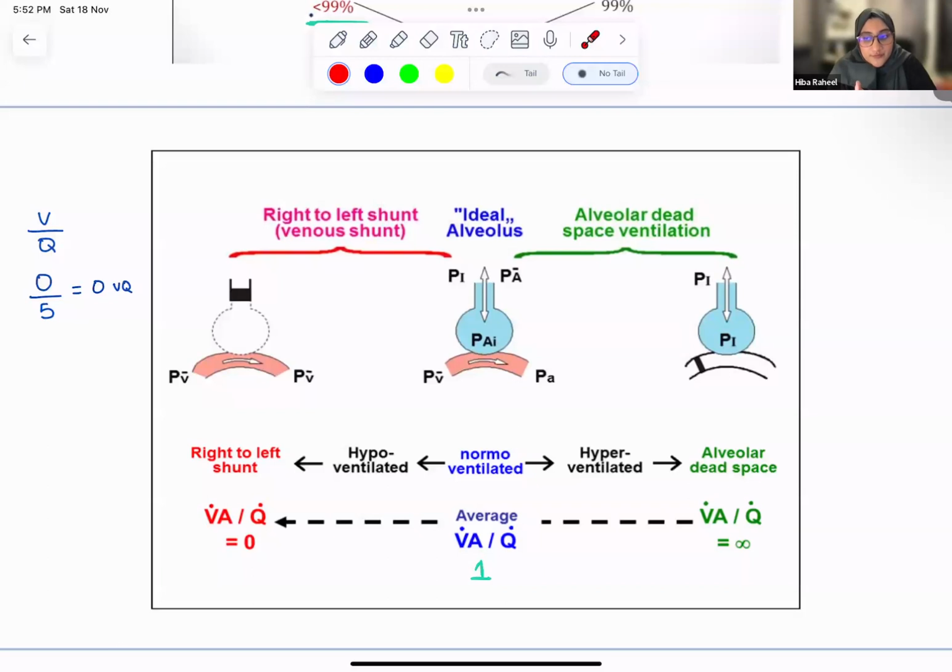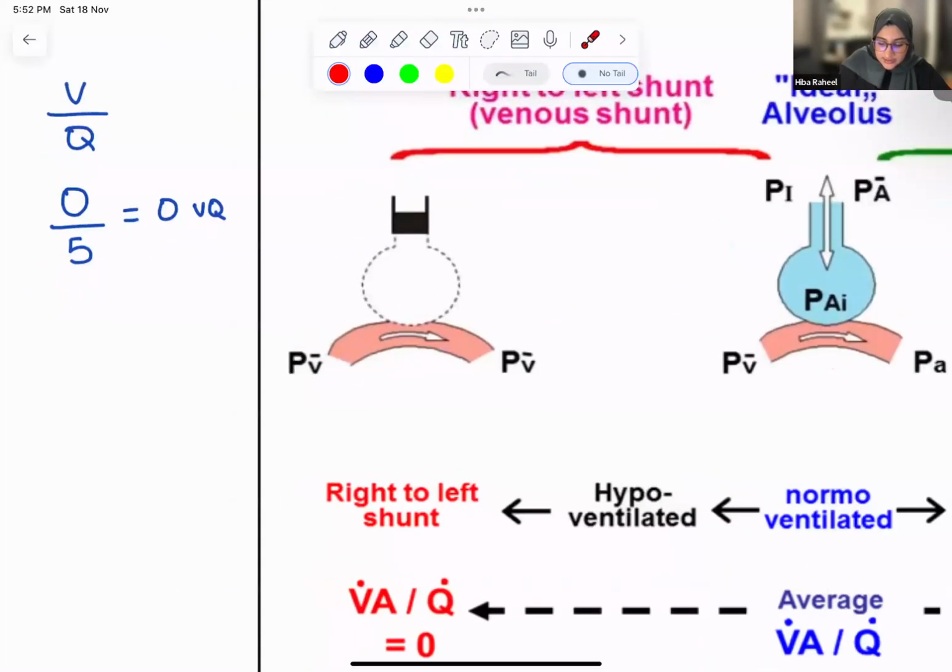So when we don't have perfusion or blood supply, our Q will become 0. So our denominator becomes 0. And remember, anything divided by 0, what is it? If you enter it into the calculator, it gives you an error because it's infinity, right? So we'll put that to test.